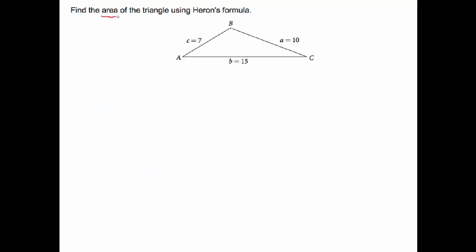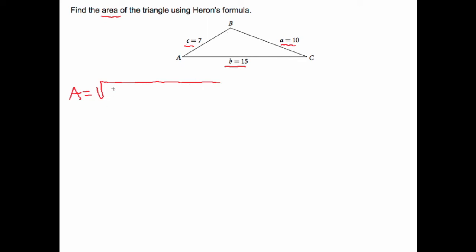Let's find the area of the triangle using Heron's formula. This triangle has side lengths of 10, 15, and 7. A is 10, B is 15, C is 7. Heron's formula states that the area is going to be the square root of this calculation. Bear in mind that S is 1/2 of the perimeter.